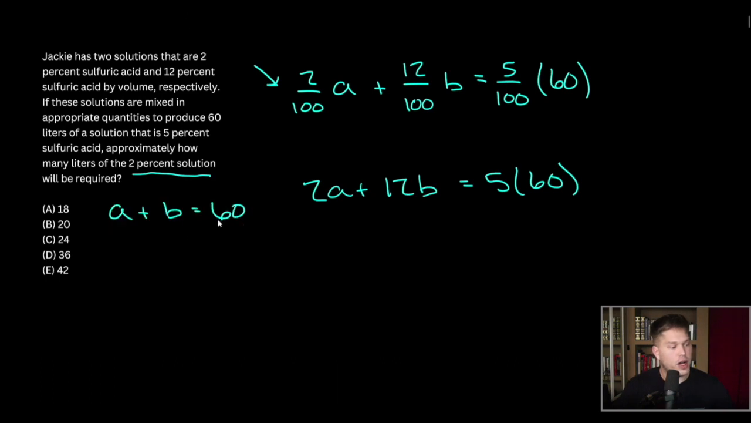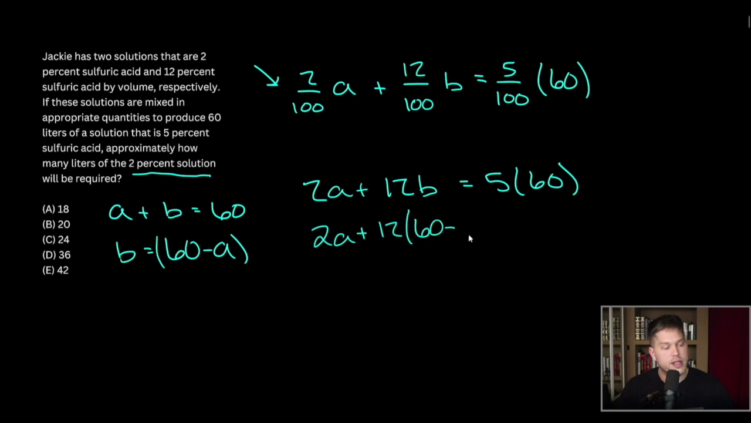Let's solve for b. Okay, if we solve for b, we know that b is equal to 60 minus a. And we're going to use this and plug it in for our b value right here. So let's go ahead and do that. So we have 2 times a plus 12 times 60 minus a is equal to 300. 5 times 60 is 300.